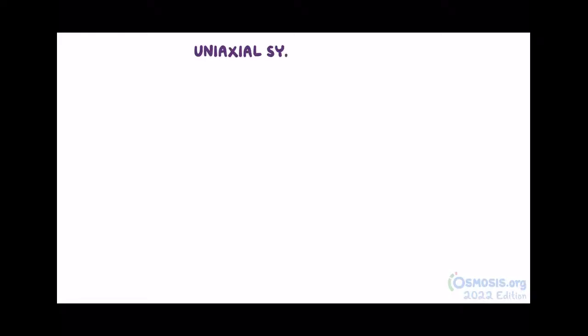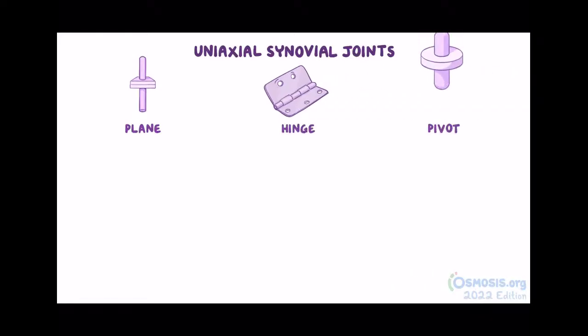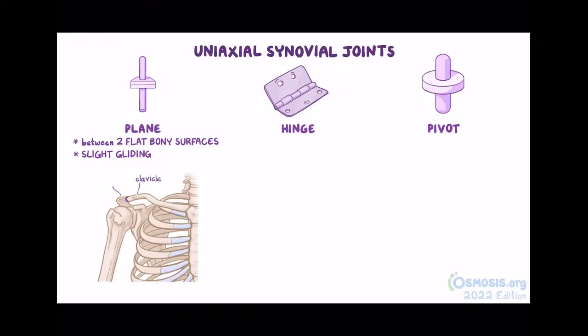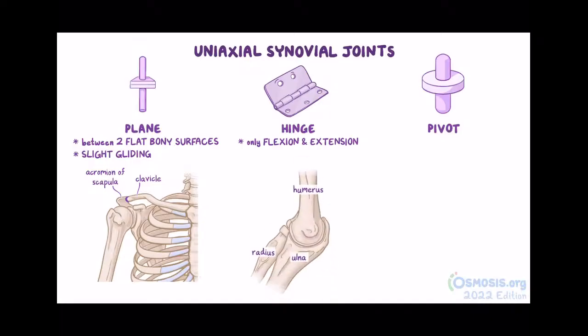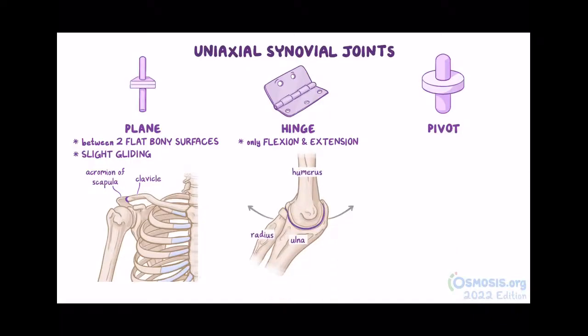Let's start with the uniaxial synovial joints. These are joints that move around a single axis, and they include the plane, hinge, and pivot joints. A plane joint describes a small joint between two flat bony surfaces, allowing for slight gliding or sliding movements. Typically, this type of joint is found between the clavicle and the acromion of the scapula, or between the wrist and ankle bones. A hinge joint looks and acts similarly to a door hinge, only allowing flexion and extension, like at the elbow joint between the humerus and forearm bones.